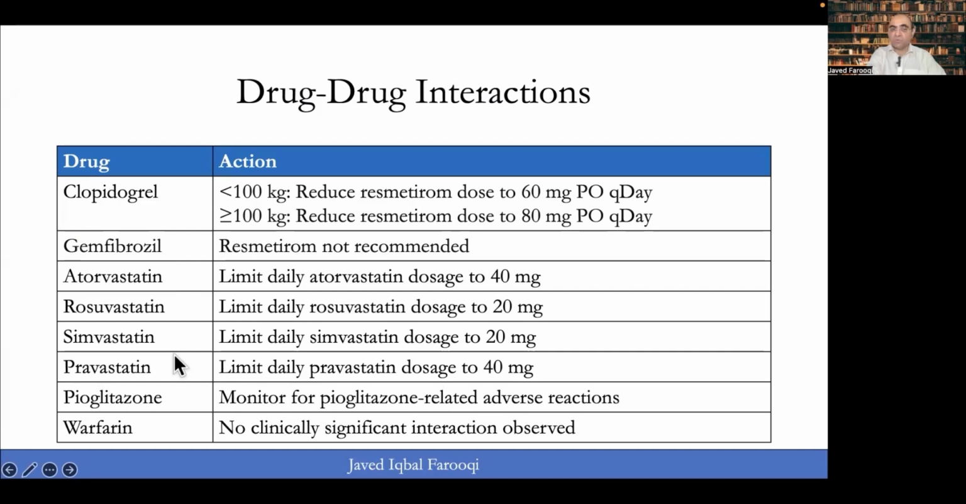If your patient is using statins, you need to check the dose of the statins. Those who are using atorvastatin, limit the daily dose of atorvastatin to 40 milligram or less. Those using rosuvastatin, limit the daily dose to 20 milligram. Those using simvastatin, limit the daily dose to 20 milligram. And those using pravastatin, limit the daily dose to 40 milligram.